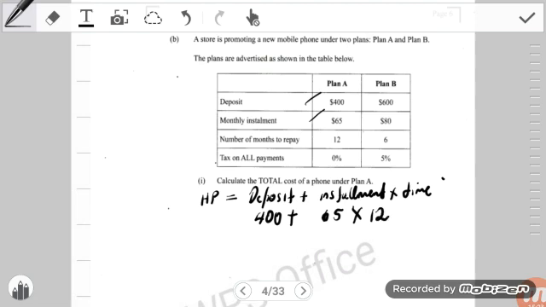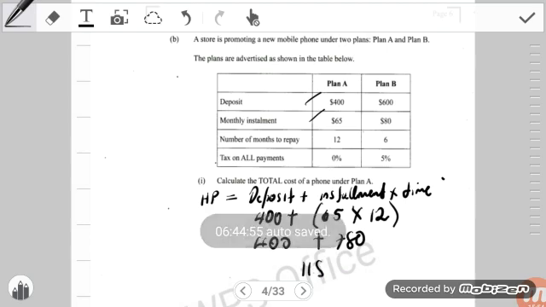So that's 65 multiplied by 12. We know that this is the order of operations, so we have to multiply before we add. That's going to give me $780, plus $400. And when we add those, it's going to be $1,180. All right? So that's the cost.